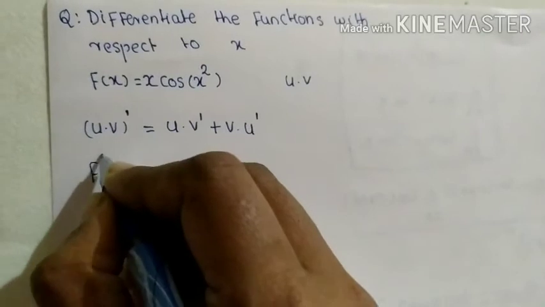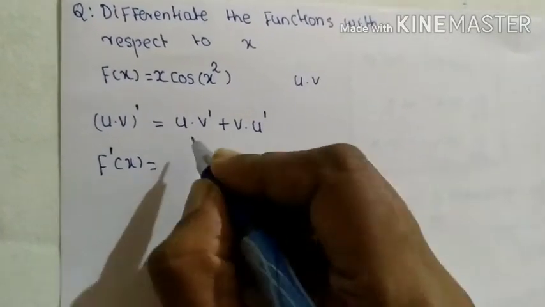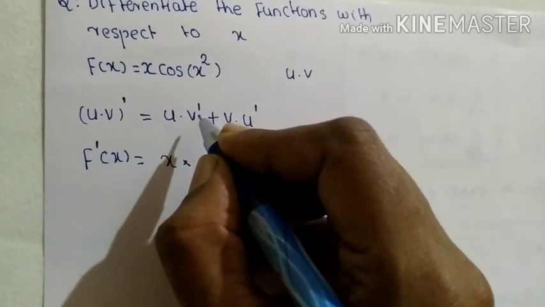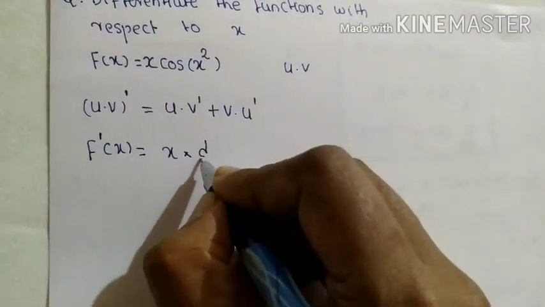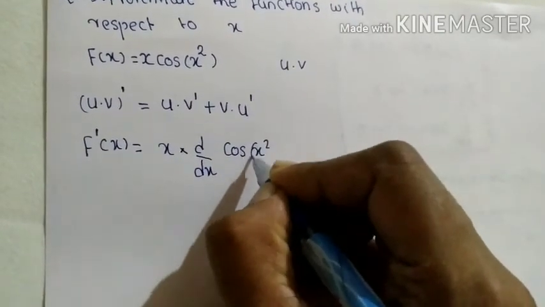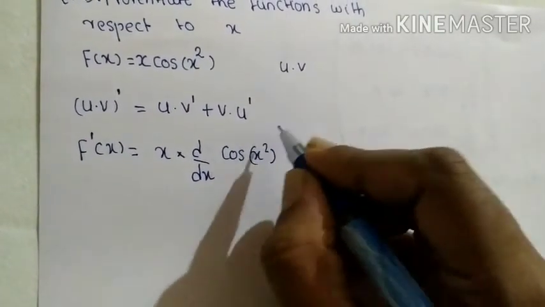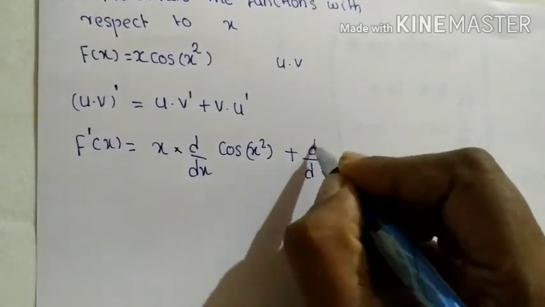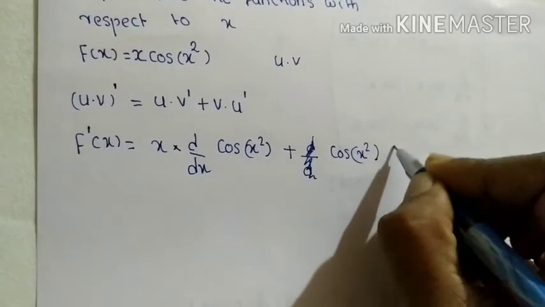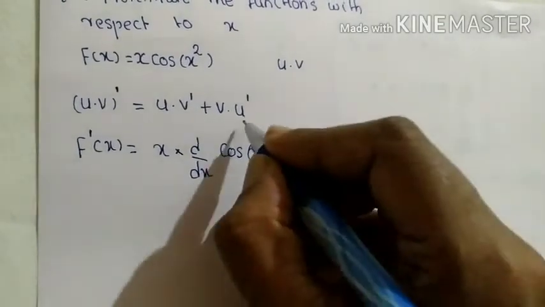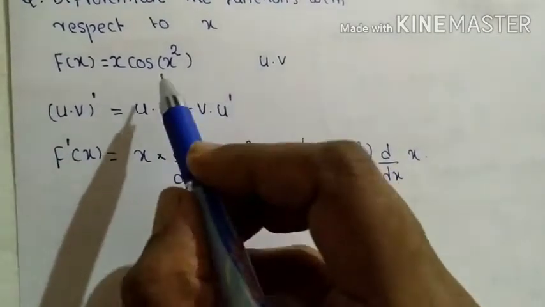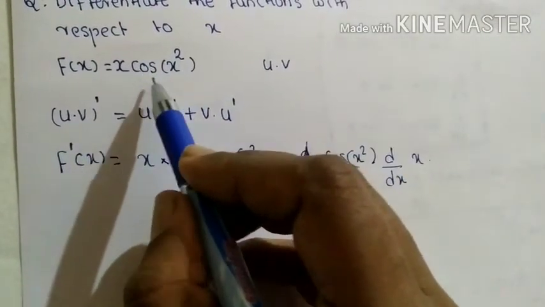Okay. So f dash of x is equal to, first function is x, second function is cos x square. So x into derivative of the second function, which is cos x square, plus second function cos x square into derivative of first function, d by dx of x. Here cos x square is a composite function, right?